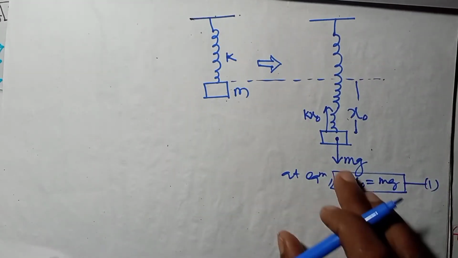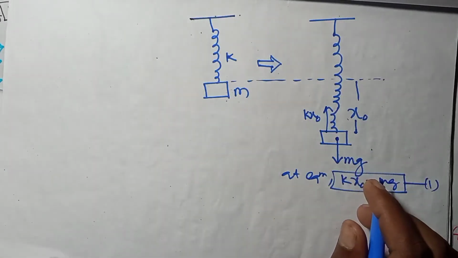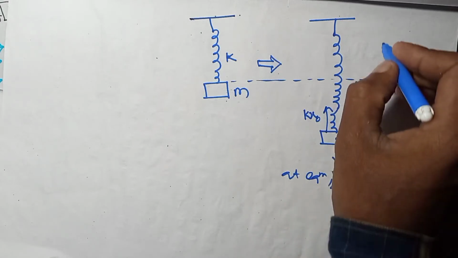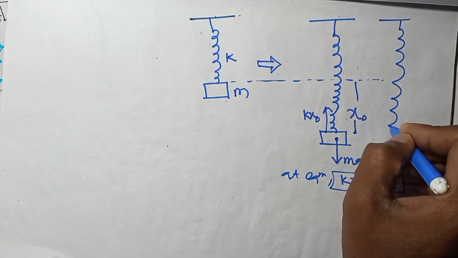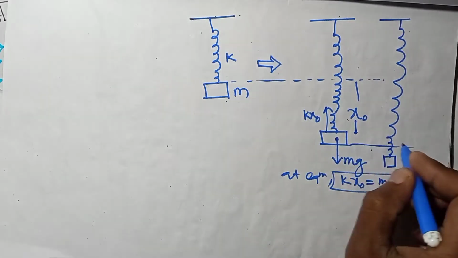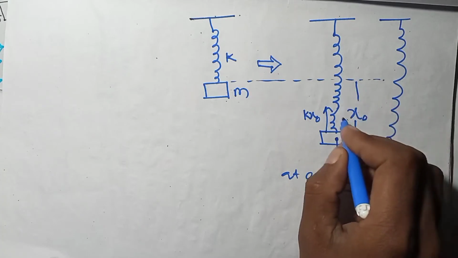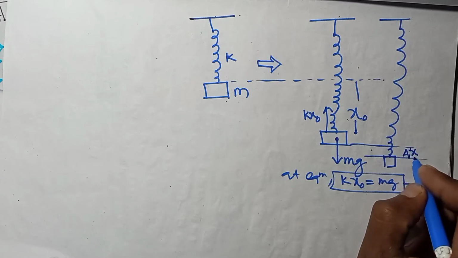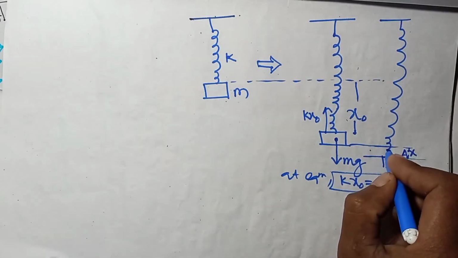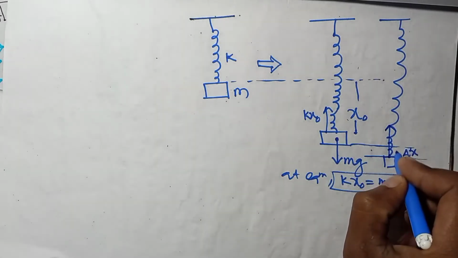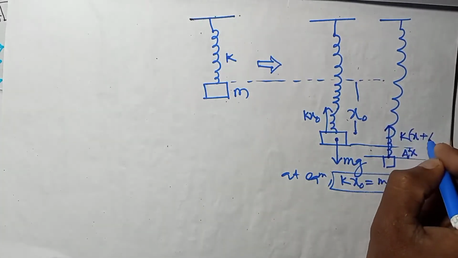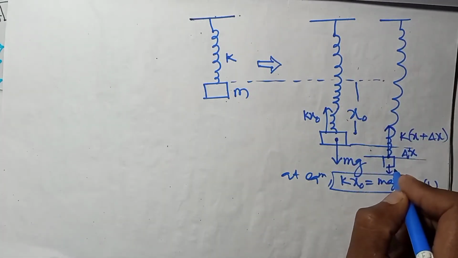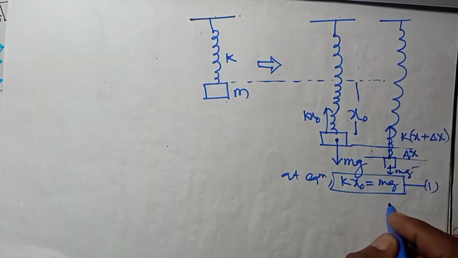Now what do we have to do? We have to displace this body from its equilibrium position through a small distance delta x. So I further displace this body, and it will be something like this. The spring was initially elongated through a length of x naught, and further I give a displacement of delta x. Now the total elongation in the spring will be x naught plus delta x. So an upward force of k times x naught plus delta x will act in the upward direction, and mg is constant, acting vertically downward.